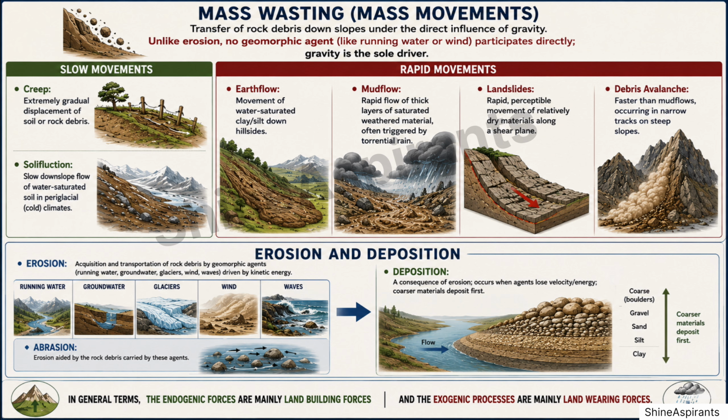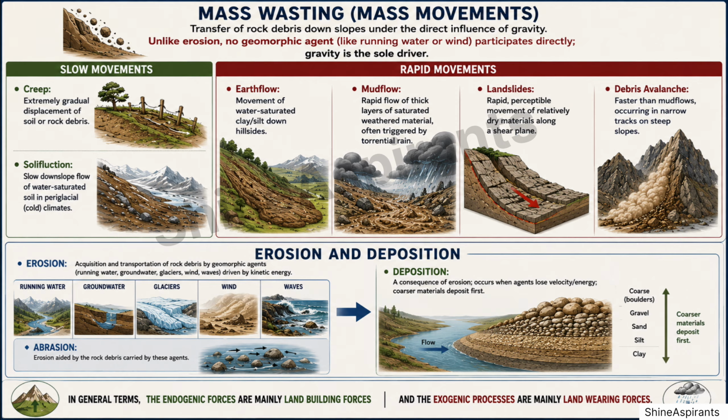Rapid movements. Earth flow: movement of water-saturated clay and silt down hillsides. Mud flow: rapid flow of thick layers of saturated weathered material, often triggered by torrential rain. Landslides: rapid, perceptible movement of relatively dry materials along a shear plane.